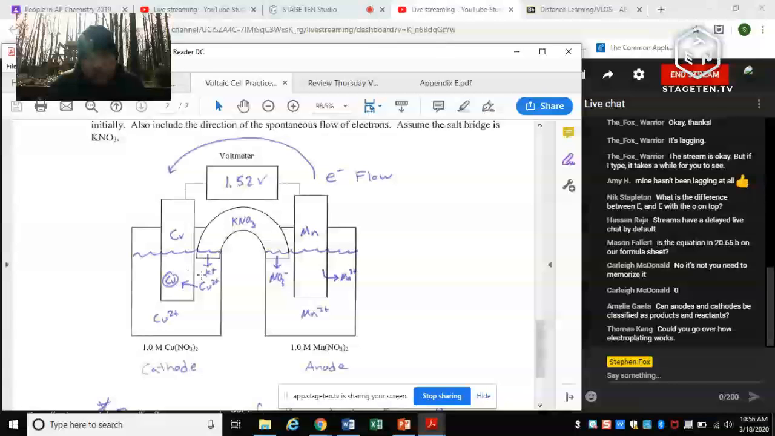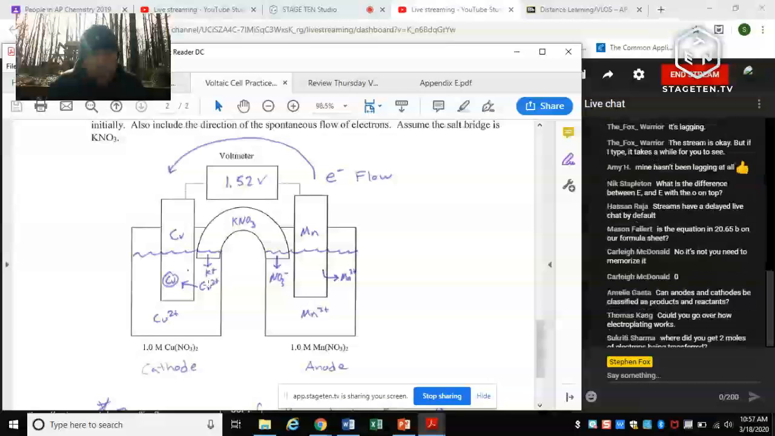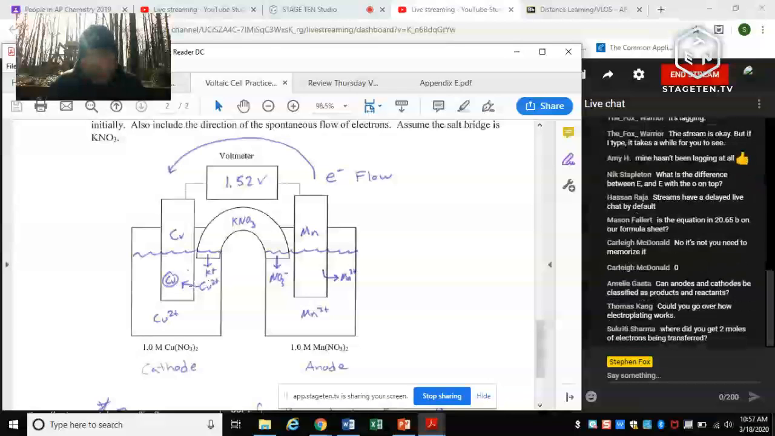Well, to do that, you need 2 moles of electrons to completely reduce 1 mole of copper, right? Okay, so 2 moles of electrons being transferred.